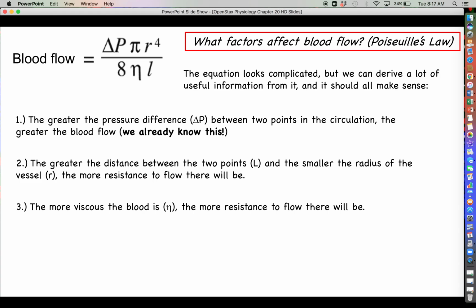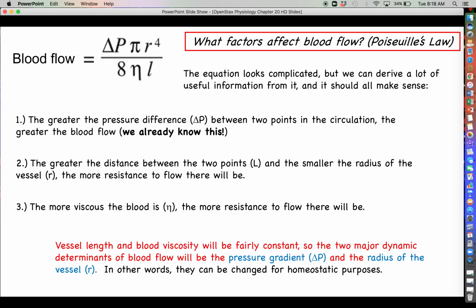The more viscous the blood is, that's the Greek letter eta here, the more resistance to flow there's going to be. So we talked in chapter 18 about how blood is fairly viscous, and that's going to cause a resistance to flow on its own. And we said that that's going to underlie the importance of there being a strong pumping mechanism when it comes to getting blood circulating. But thankfully, the viscosity of the blood is not something that should change too terribly much in any case, so we shouldn't have to worry about it too much.